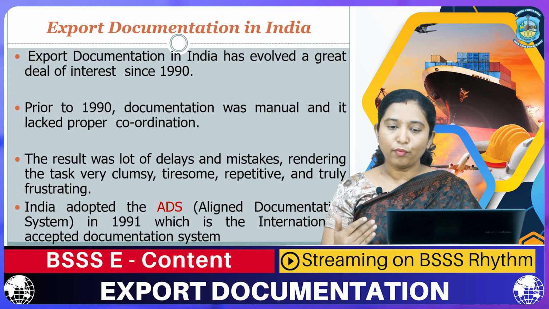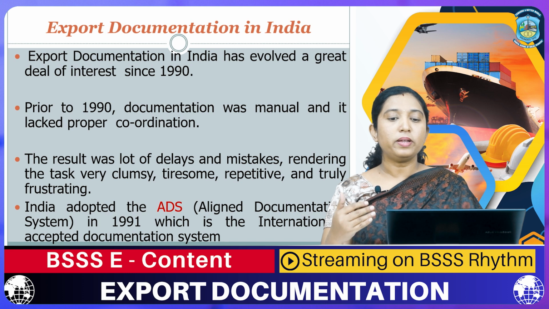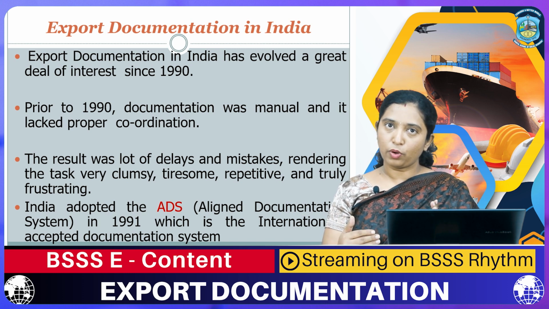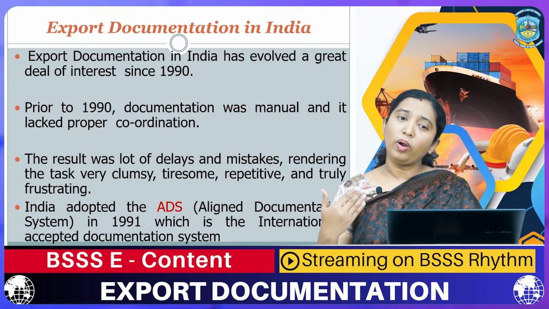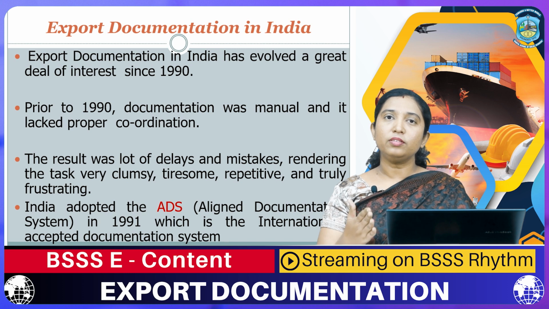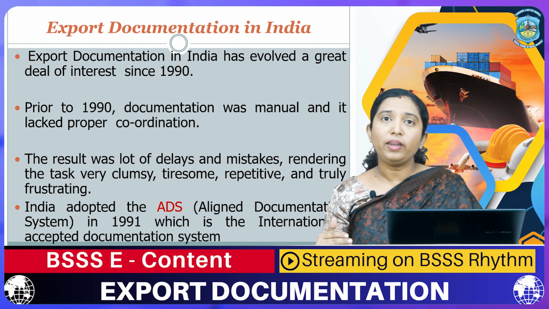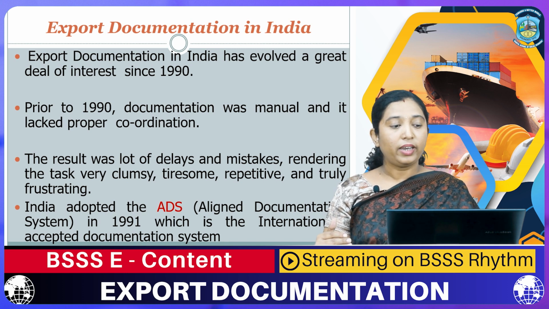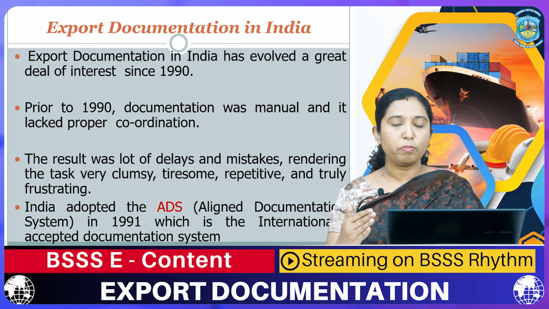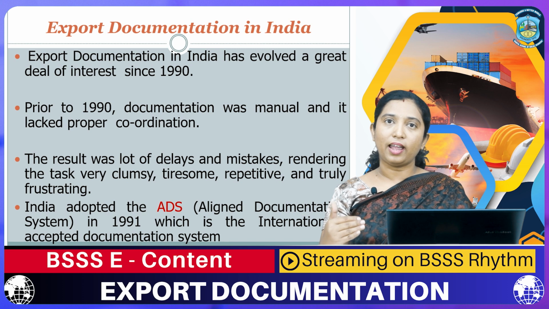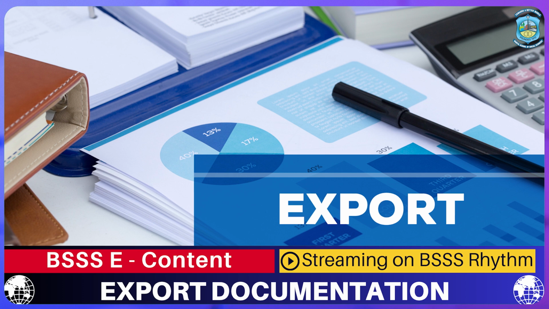Documentation in India has evolved a great deal since 1990. Prior to the 1990s, documentation was manual and also lacked proper coordination. The result was delay and mistakes, making it clumsy and tiresome. The exporters were faced with several kinds of problems. But after the 1990s, documentation in India became very smooth, as India adopted ADS, that is the Aligned Documentation System, in the year 1991. ADS is an internationally accepted documentation system.